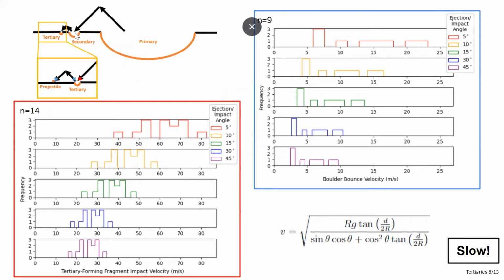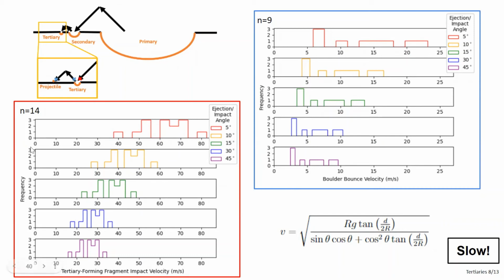Stuff gets ejected out of the secondary and re-impacts, creating a tertiary. This red X, the impact velocity that forms the tertiary, is this histogram here, which I'll explain in a second. The outgoing velocity, which again is the same as the velocity that the projectile lands with, because we're assuming they're the same, is this plot over here. So on the x-axis, we have the velocity that formed the tertiary.